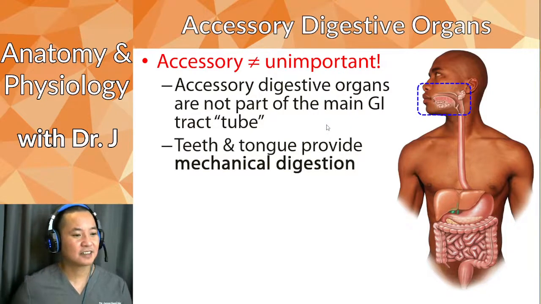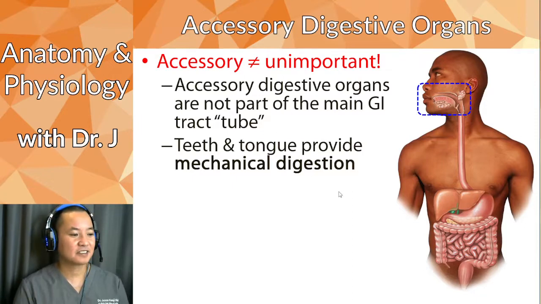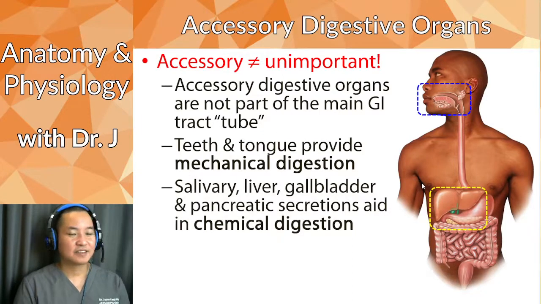Now, the teeth and tongue here in the oral cavity help to provide mechanical digestion, and then the salivary glands in the oral cavity and the liver, gallbladder, and pancreatic secretions help with chemical digestion.